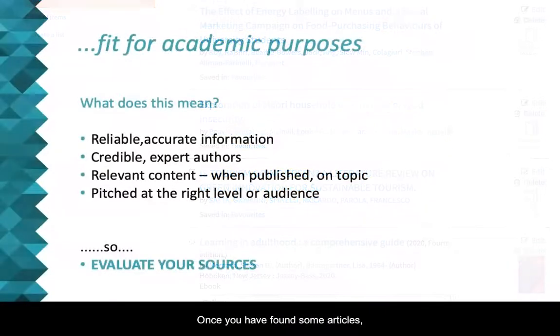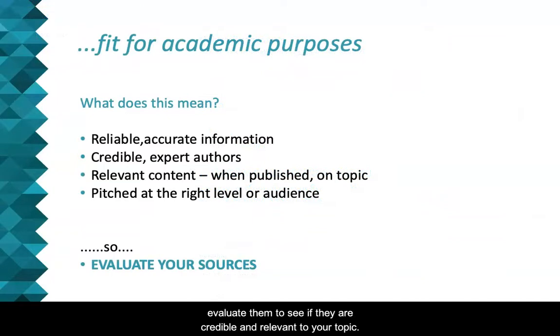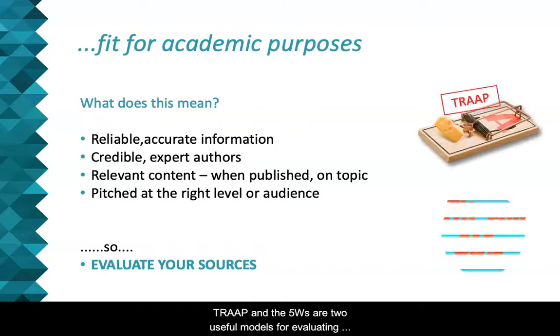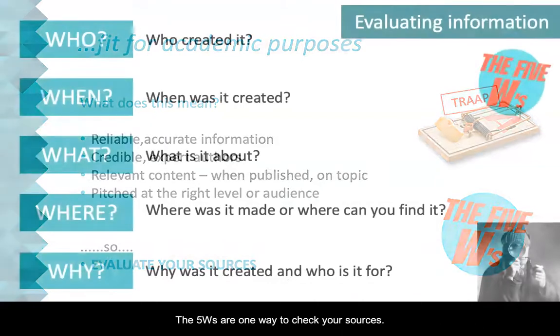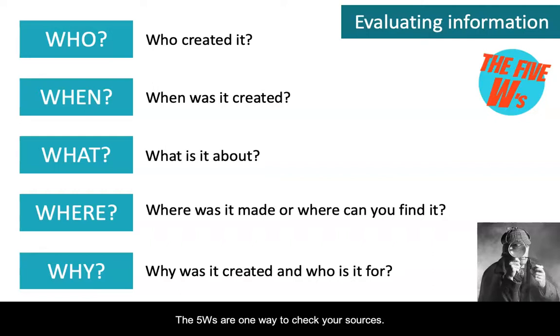Once you have found some articles, evaluate them to see if they are credible and relevant to your topic. TRAP and the 5 Ws are two useful models for evaluating information. You can use either of these models to check the credibility of any information source such as a website, as well as articles. The 5 Ws are one way to check your sources.